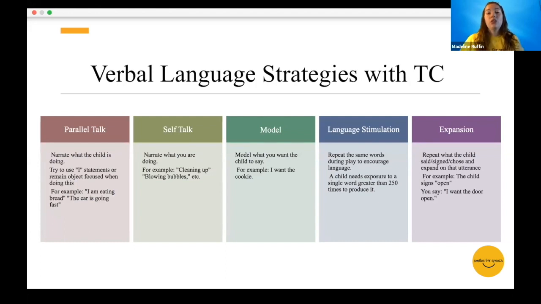The final language strategy that I'm going to touch on is called expansion. So I'm going to repeat what the child says, signs, chooses as a picture, and expand on that utterance. So for example, if a child signed want after we had been working on, and I knew they wanted the door open, I would expand on that statement and say, want. I want the door open. So I would use my voice to expand on what their request was.